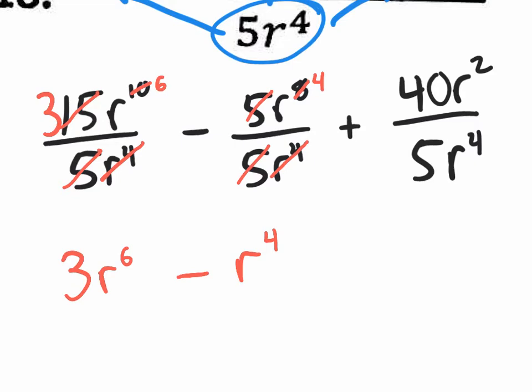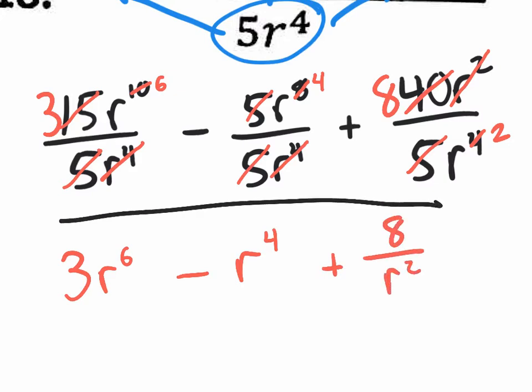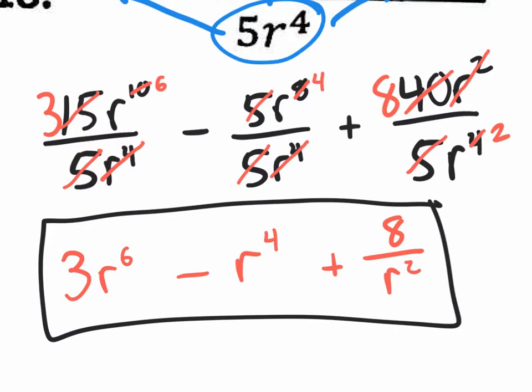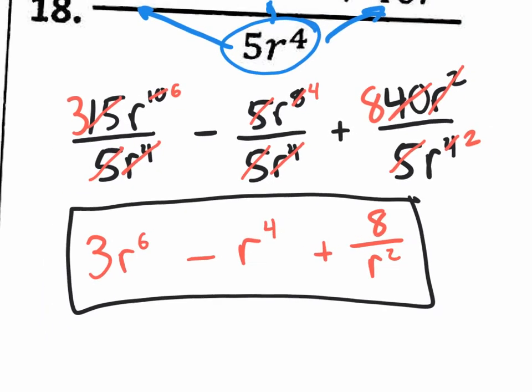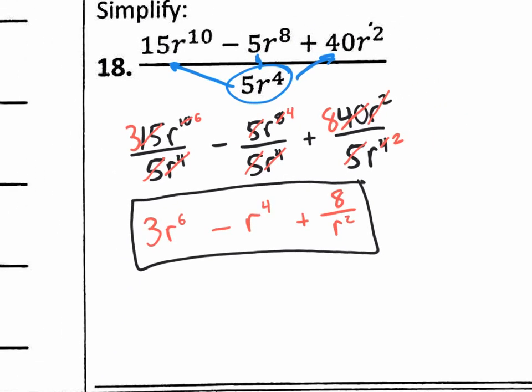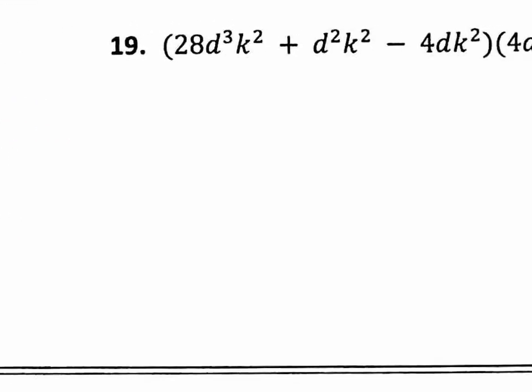And finally, last but not least, 40 divided by 5 is 8. 2 r's on top cancel with 2 of these. You're going to have 2 left over. So your final fraction here is a plus 8 over r squared. Ladies and gentlemen, this is your answer for that problem. So dividing a polynomial by a monomial is pretty easy. All you have to do is split it up.